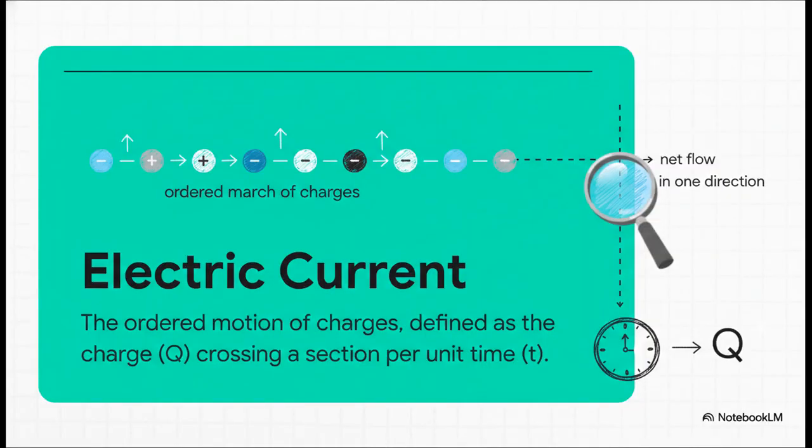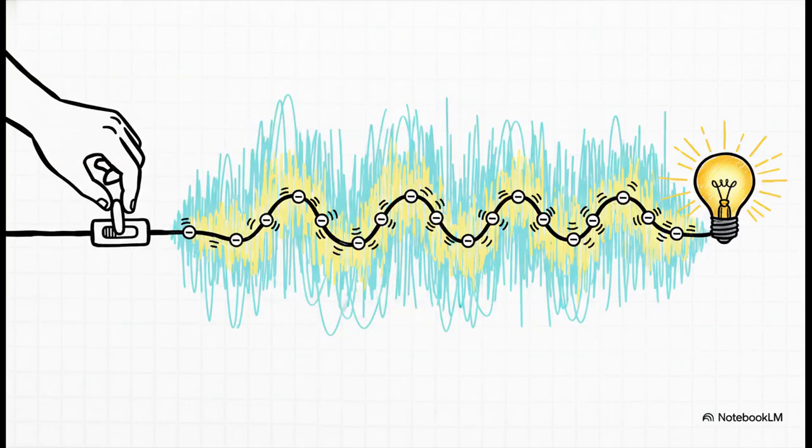And that ordered march, that unified drift of charges, is what we call electric current. It's not just random motion, it's a net flow of charge in one direction. We even have a way to measure it. The current, I, is just the amount of charge, Q, that flows past a point in a certain amount of time, T. And here it is, the solution to our slow electron paradox.